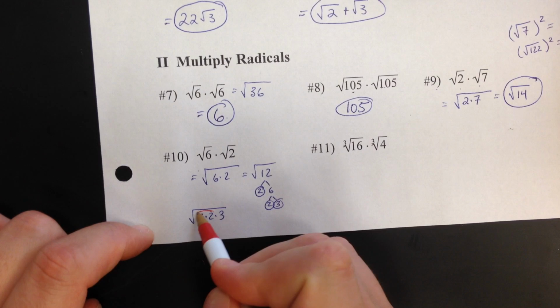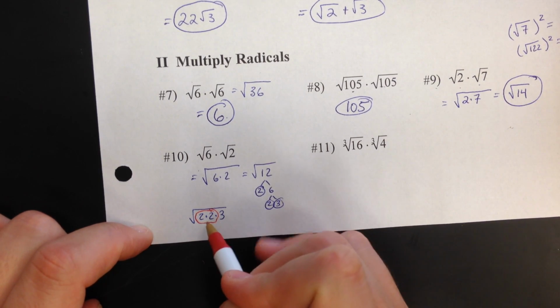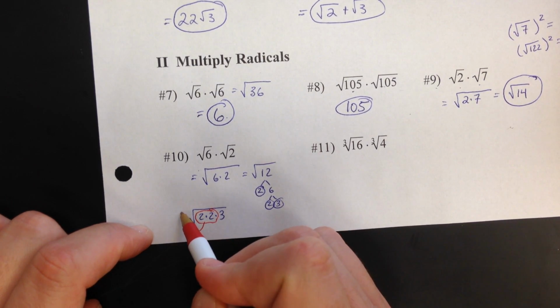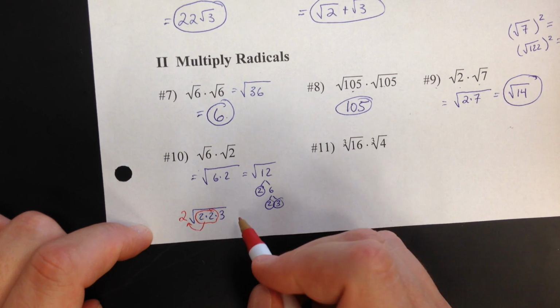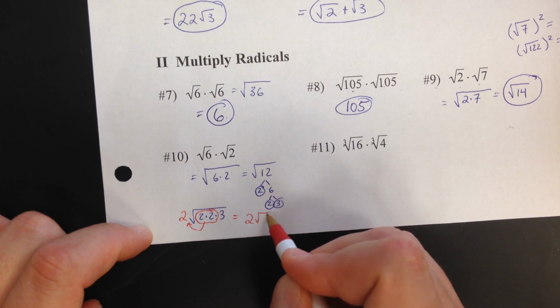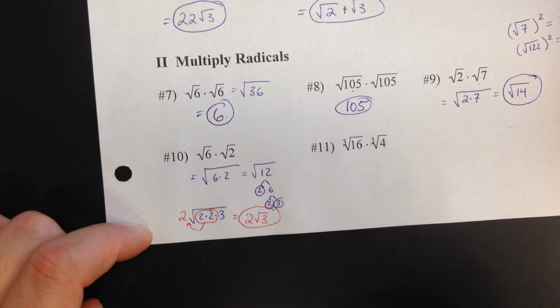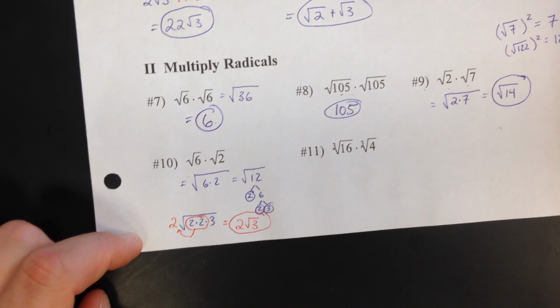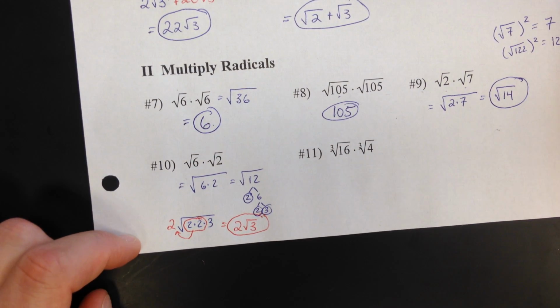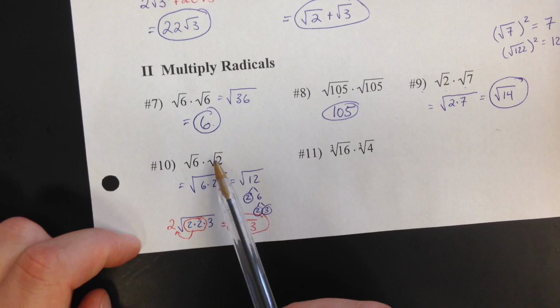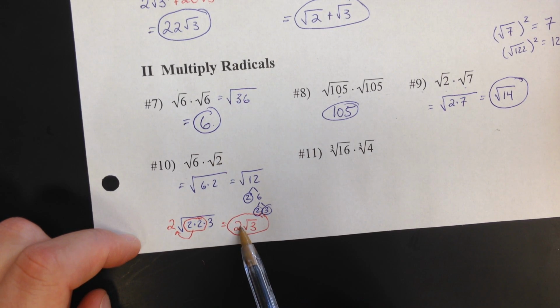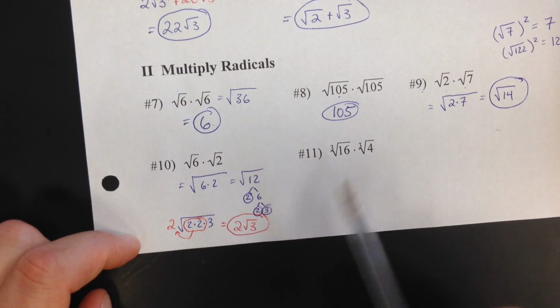2 times 2 is a perfect square. That's 4. The square root of 4 is 2. So I pull that out. I still have the 3. And my answer is 2 square root 3. And again, you can check. You can do square root 6 times square root 2 and get a value. Type your answer, 2 square root 3, and see that you get the same value.